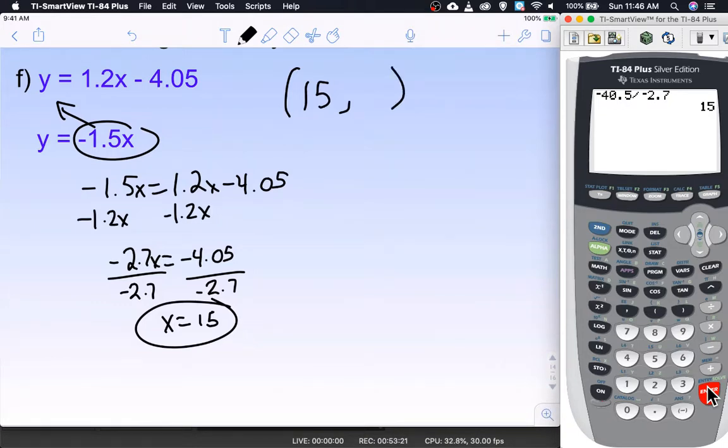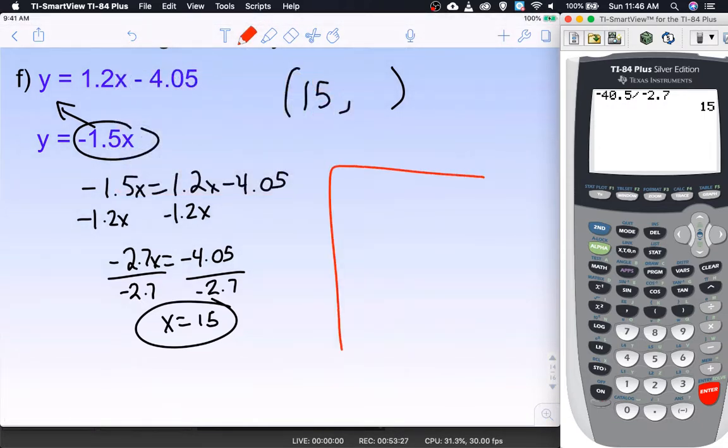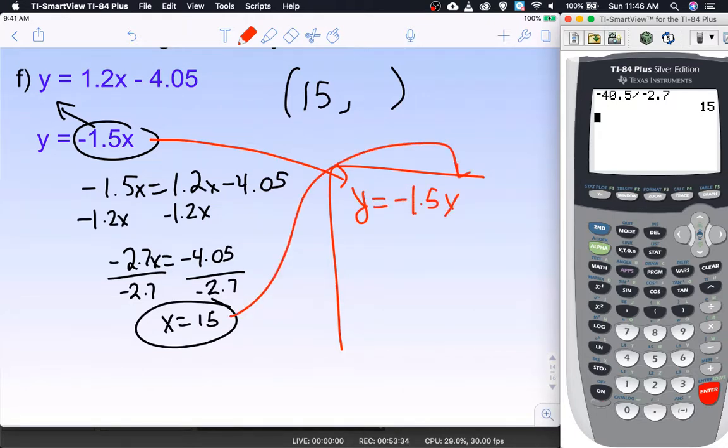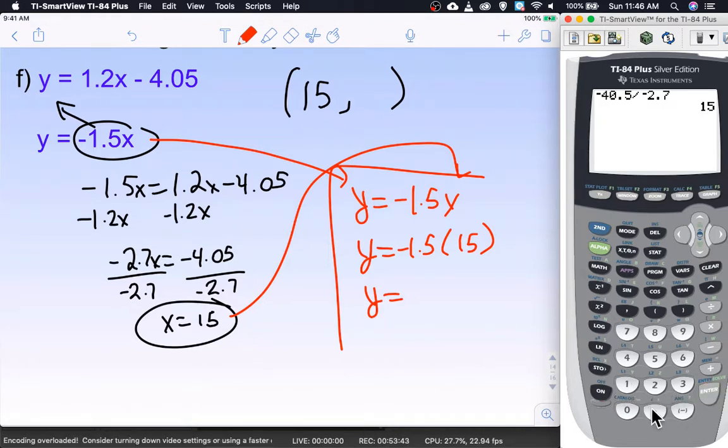Let's find the y value. And I'm definitely going to plug the 15 in right here because that's a short, simple equation. So if I plug in y equals negative 1.5x times 15, I'm going to get y equals negative 22.5. I'm pretty sure, but let's double check. I know 15 times 15 is 225. There it is, negative 22.5.